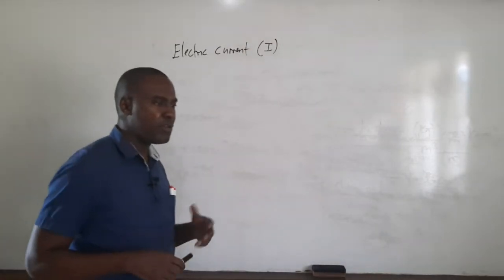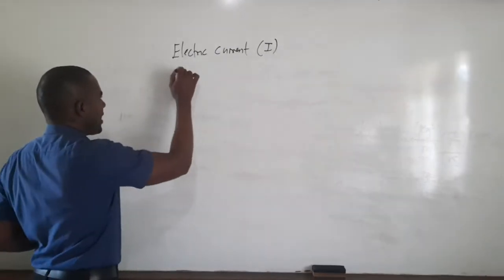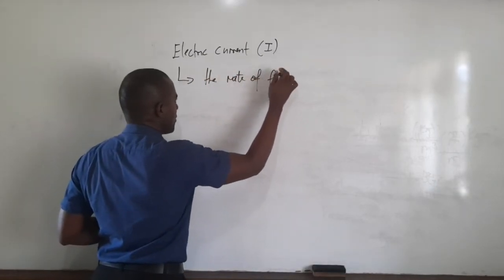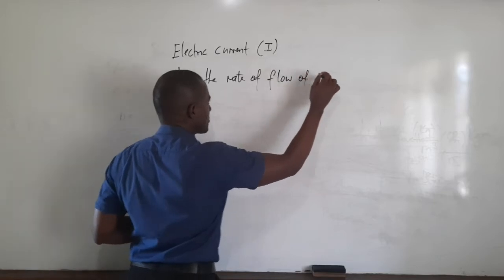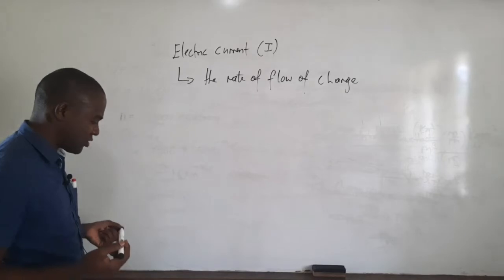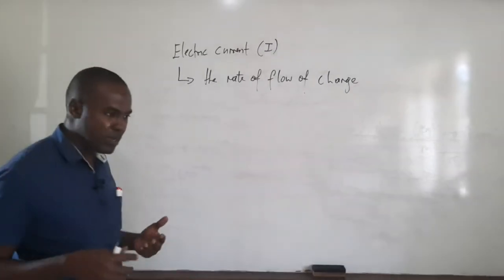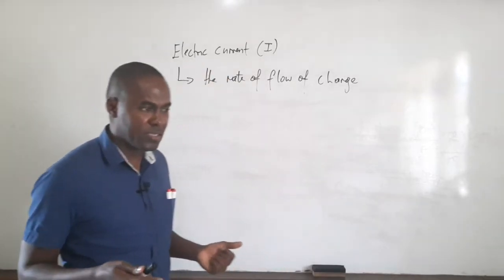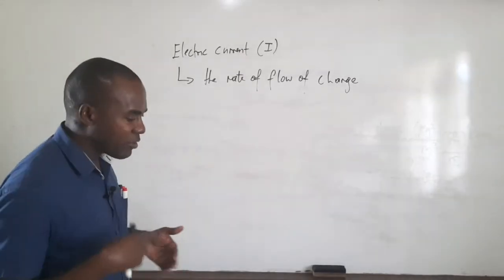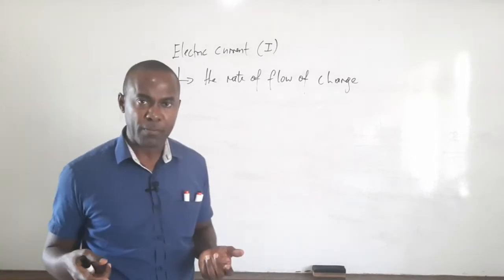Now, how exactly do we define electric current? An electric current is defined as the rate of flow of charge. So what exactly does this mean? It means that in order for there to be an electric current, there must be charge moving. So charge must be moving, and the rate at which these charges move will determine the magnitude of the current which is flowing, right?